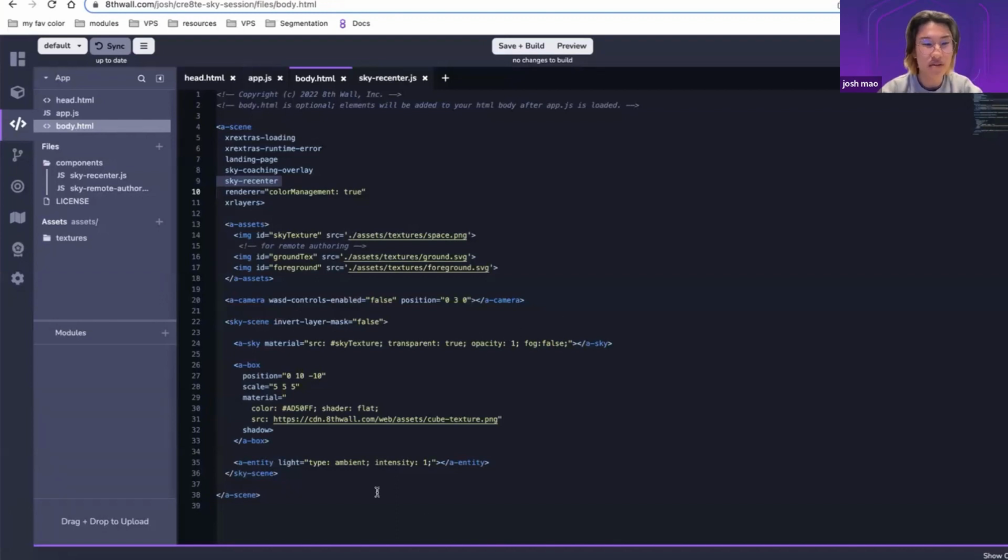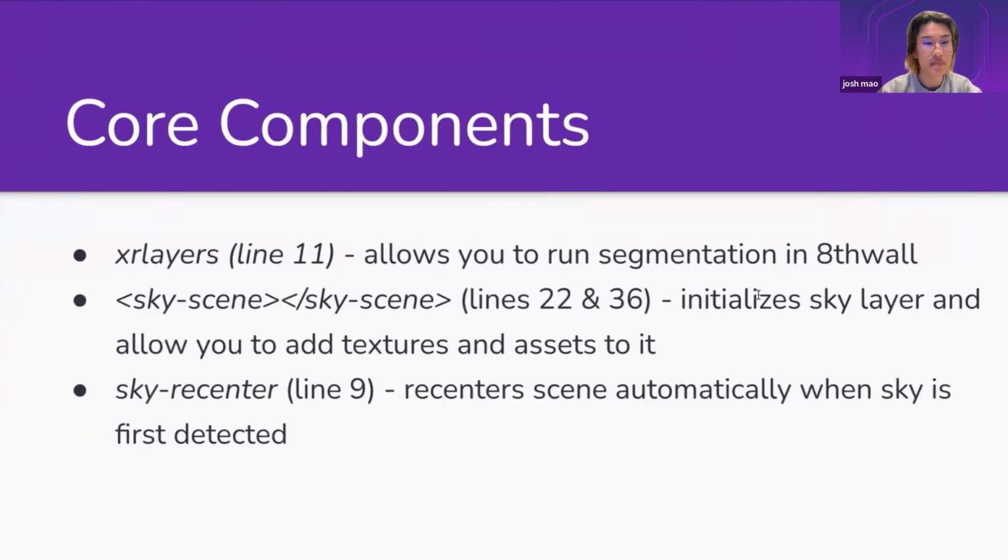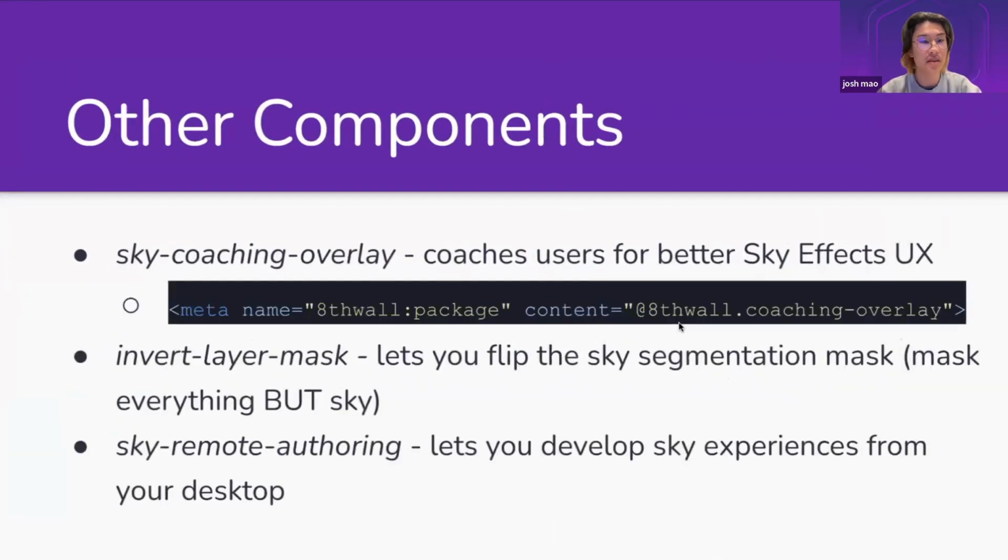So those are our core features. Next, I'm going to go into some of our other components that maybe you can still run Sky without them, but some very useful features nonetheless. It is the Sky coaching overlay, the invert layer mask attribute, and also the Sky remote authoring component.